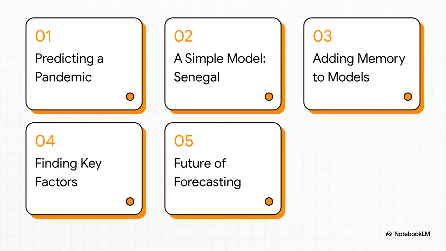Okay, so here's our game plan. First, we're going to dig into the challenge of predicting a pandemic's path. Then, we'll look at a simple model used in Senegal to see how it works. After that, things get really interesting. We're going to level up and add the concept of memory to these models. Then, we'll uncover what these more complex models reveal about what really drives a pandemic. And finally, we'll talk about what this all means for the future of forecasting.